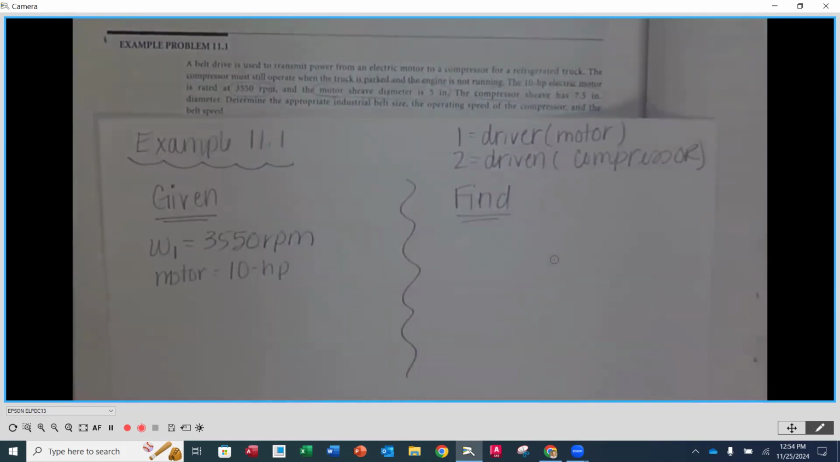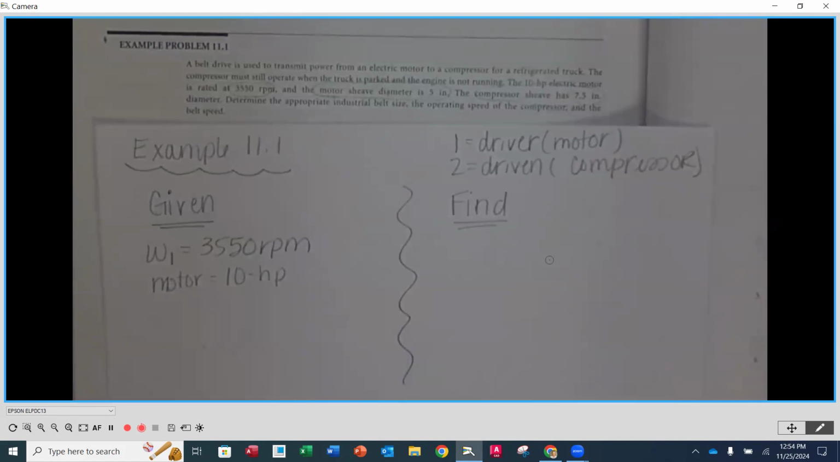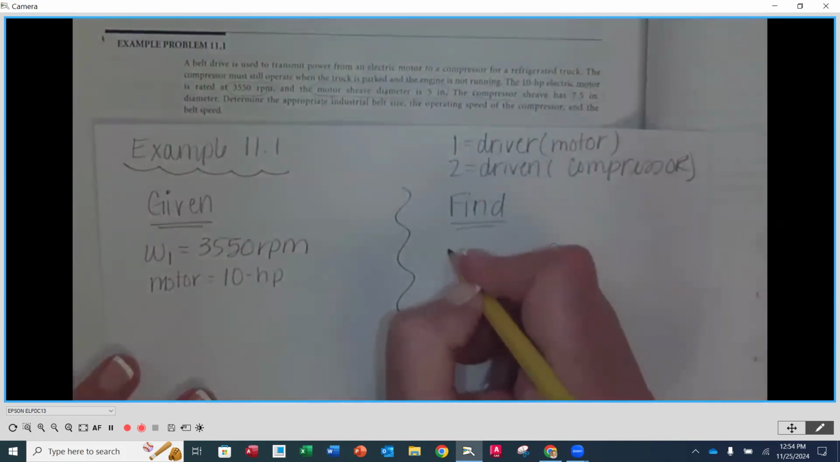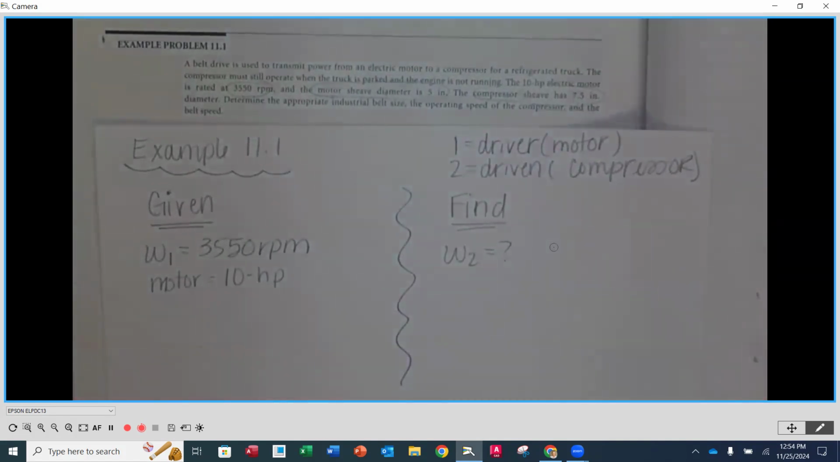All right, any other variables? Do we know a W2? Well, do we know it though? I'm asking what we're given. We do not know a W2. If you look here, it's saying the operating speed of the compressor. That is something that we need to find. W2 is something we're going to have to find. So yes, we'll be able to get it, but right now, that's not given to us.